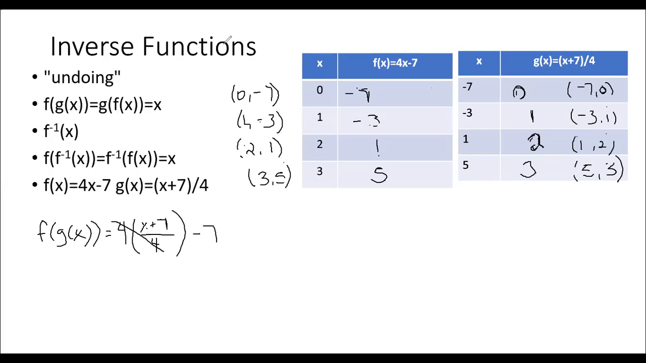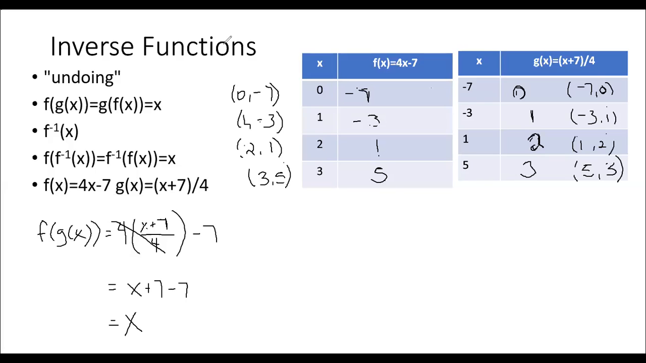Well, our 4's are going to cancel out, and we're going to be left with x plus 7 minus 7. Well, plus 7 minus 7 is 0. So this is just x. So when I plug g of x into f of x, we get x back out.